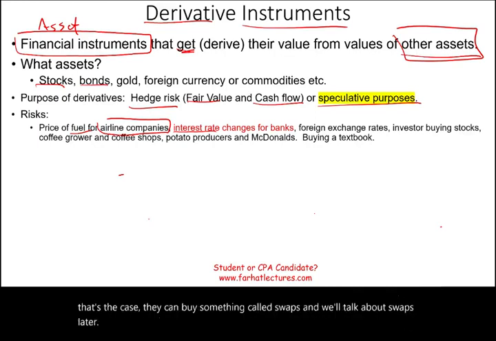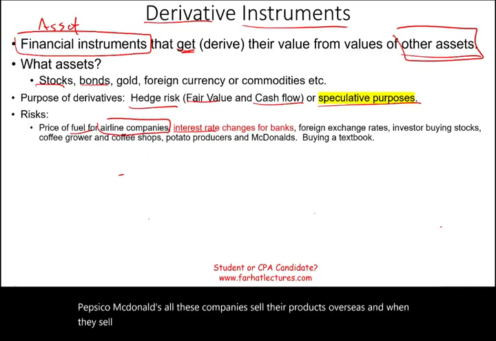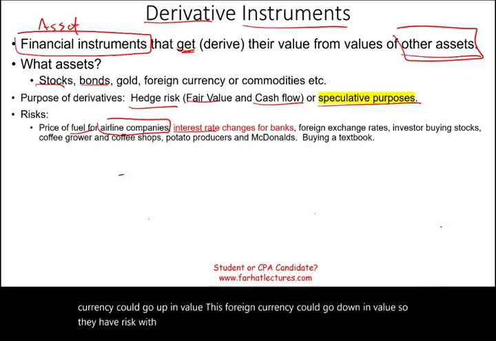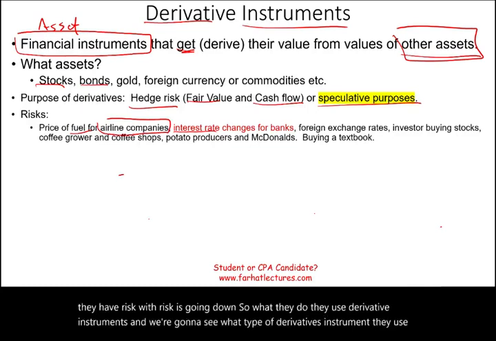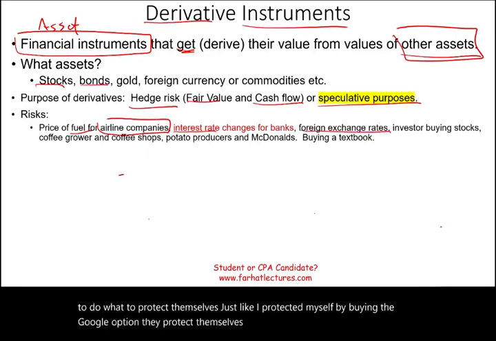Companies like Johnson & Johnson, PepsiCo, McDonald's, all these companies sell their product overseas. And when they sell their product overseas, they receive foreign currency. This foreign currency could go up in value. This foreign currency could go down in value. So they have a risk. The risk is it going down. So they use derivative instruments, and we're going to see what type of derivative instruments they use, to protect themselves. Just like I protected myself by buying the Google option, they protect themselves from foreign currency exchanges.